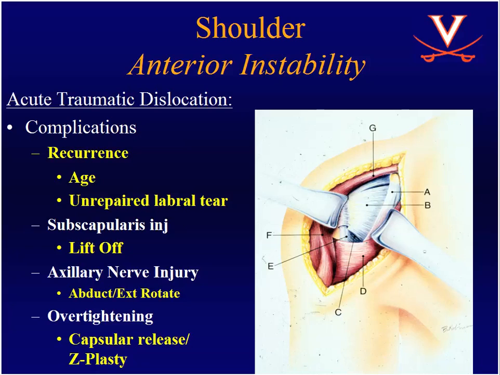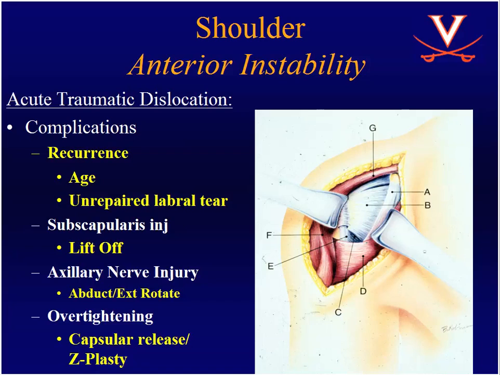Again, complications, the most common thing is recurrence. The common thing also in the past has been unrepaired labral tears for these procedures such as Magnuson-Stack, etc., where they never looked in the joint. Complications post-op from open shoulder surgery, very common subscapularis injuries.